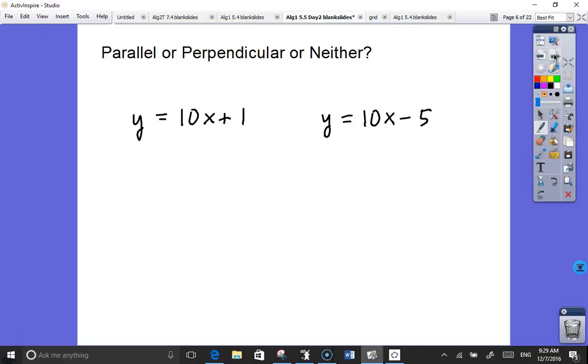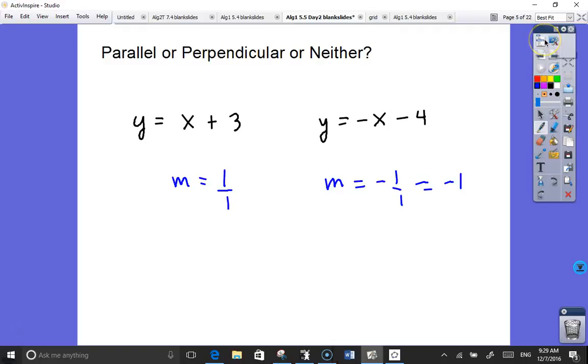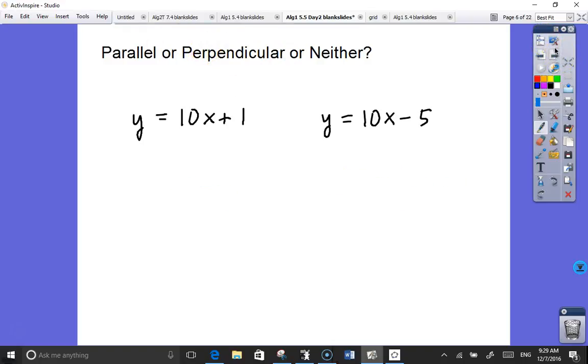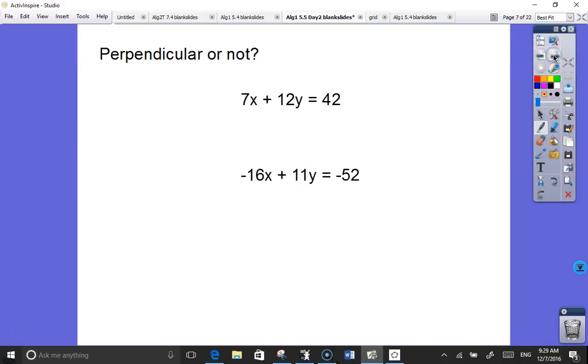Parallel, perpendicular. Okay. Yeah, I should have done that on this one. I should have said these are perpendicular. And this one is parallel, because they are exactly the same, right? 10 equals 10. And that's what we learned in the last lesson. And we don't really do much more with it here. Parallel, perpendicular, or actually just saying perpendicular or not.